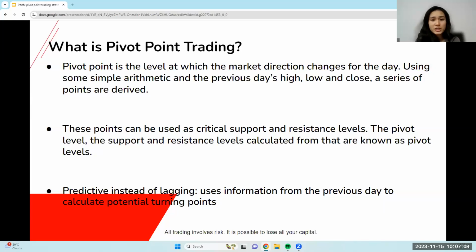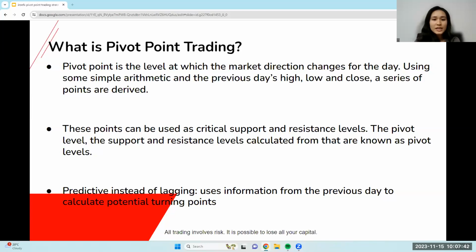Just for your information, if you're wondering how exactly you can implement it into your trading strategy, you would first calculate the pivot point, which is basically the average of the previous day's high, low, and close prices. And this is the most important level because it basically represents the points at which the market changes direction, which is why you can then use them as support and resistance levels.